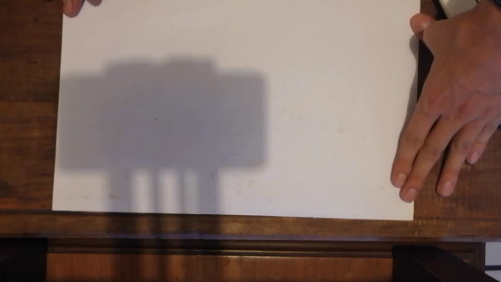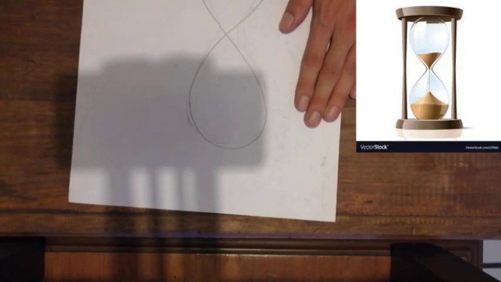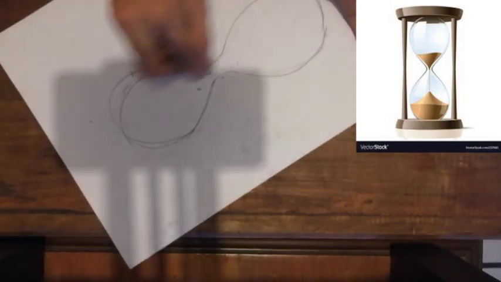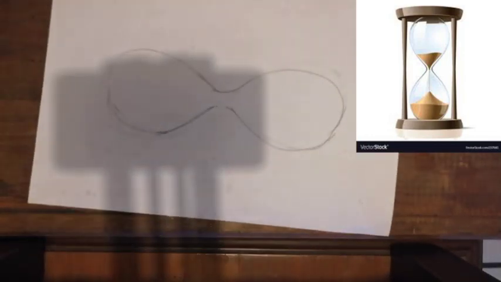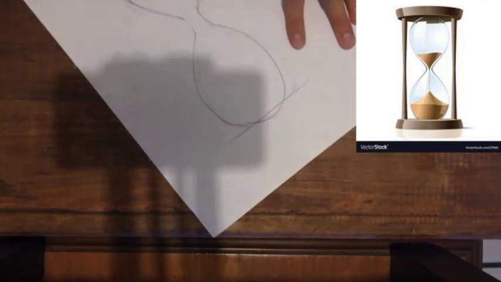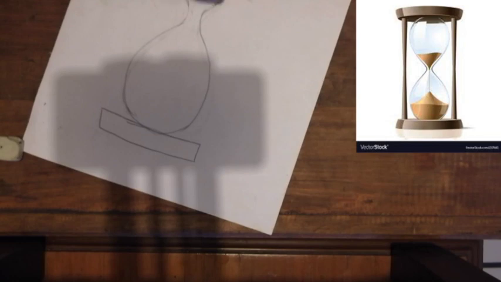Here I have my sheet of paper, and we're going to start by drawing the hourglass. Here is one image of reference, so we can do it. But basically, we're going to make a number 8, right? That is the base. And the next part is to do the structure, the thing that goes on the sides. We're going to start here, and then we connect it.